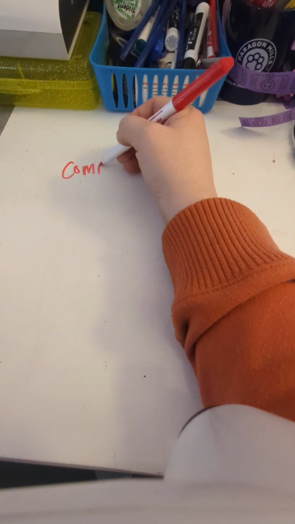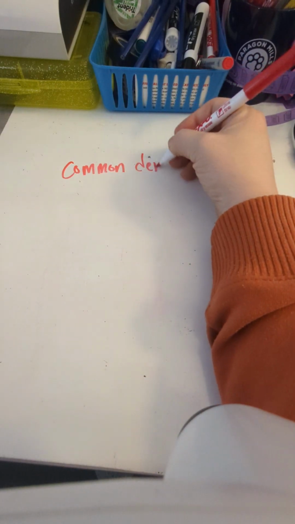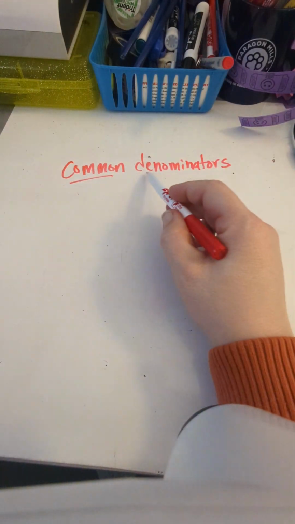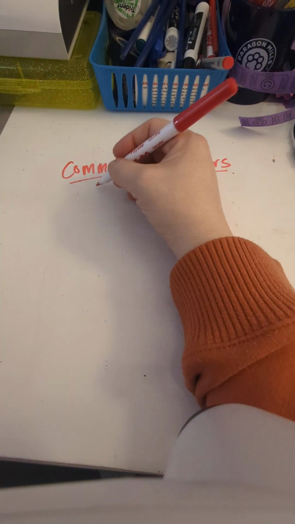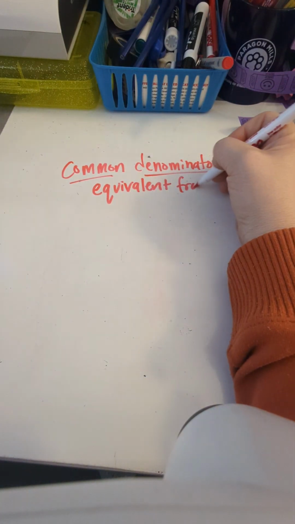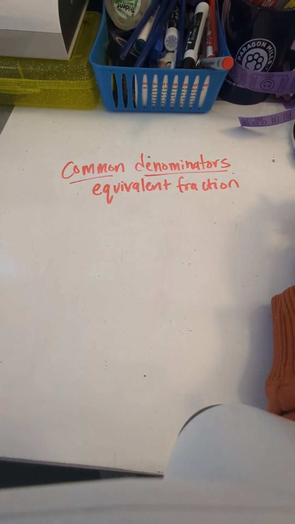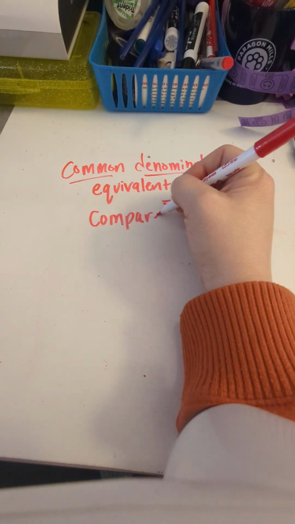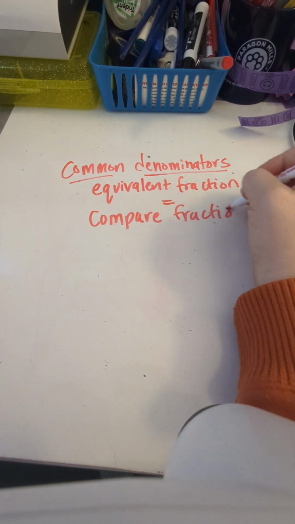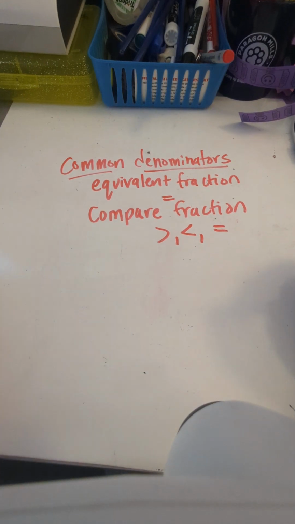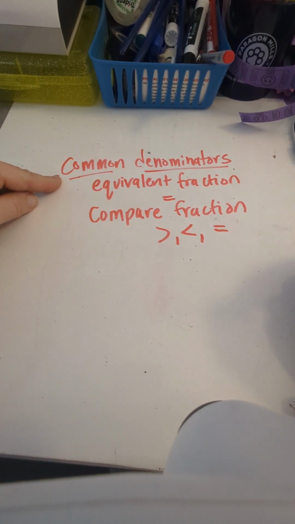All right, so let's look at common denominators. Common denominators are used to find equivalent fractions, so fractions that are equal, or it's used to compare fractions, which is greater than, less than, or equal to. Now, when we say common, we mean the same.